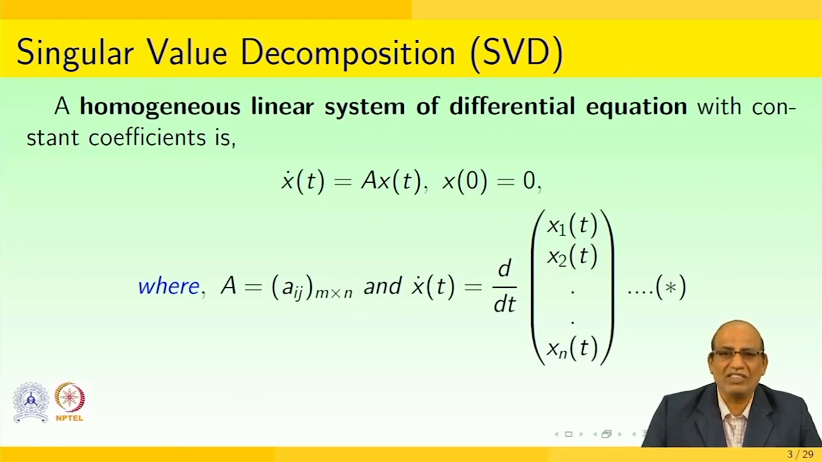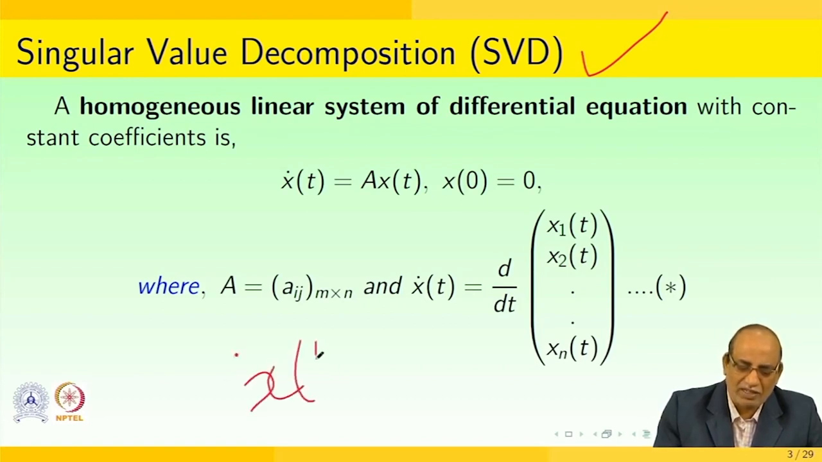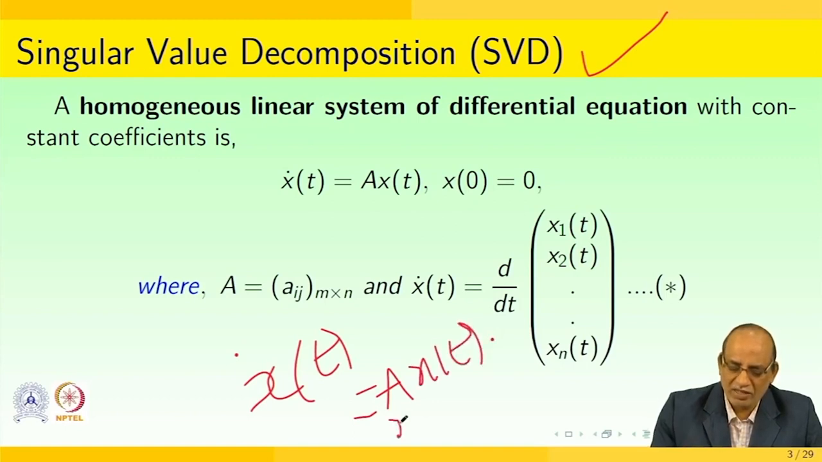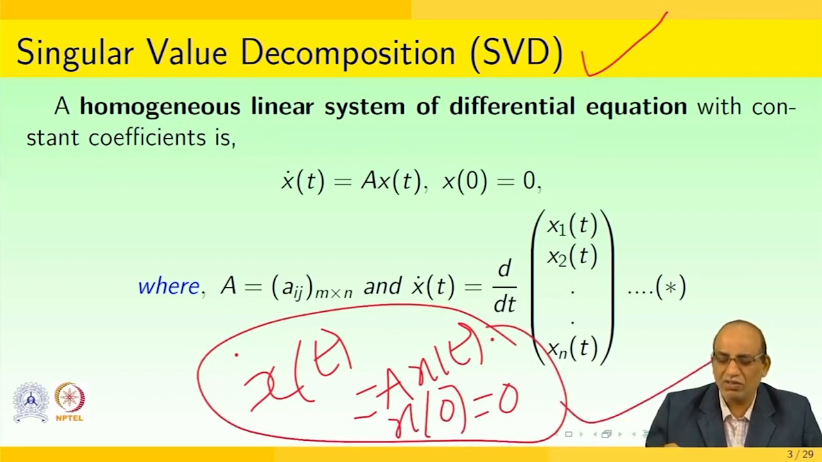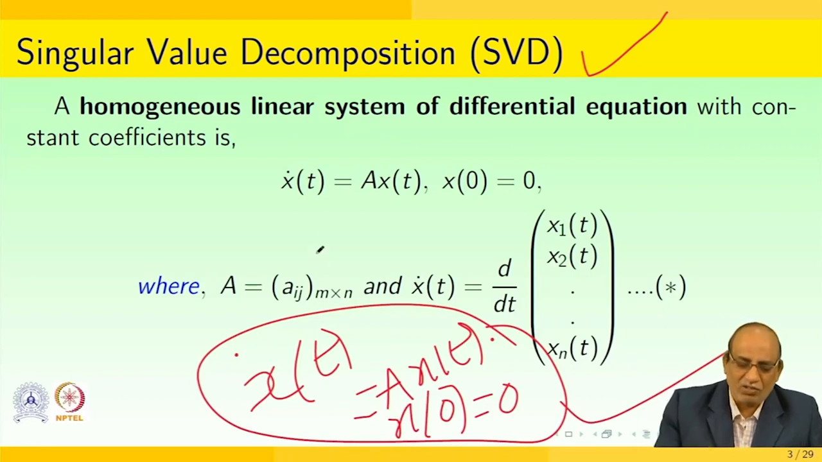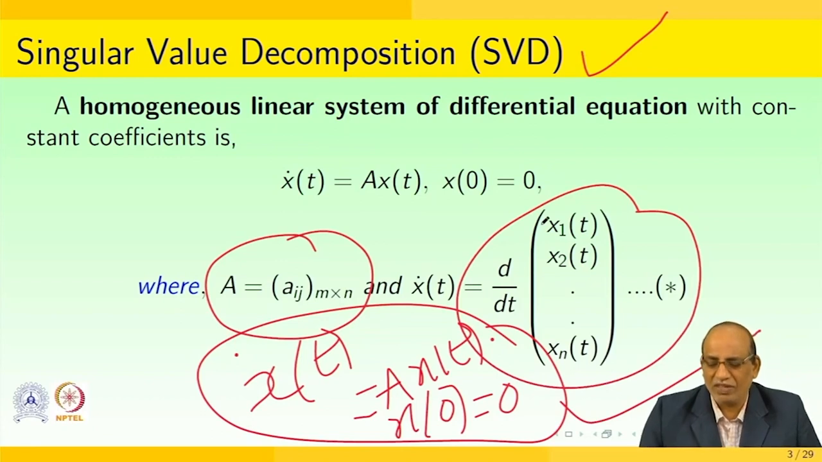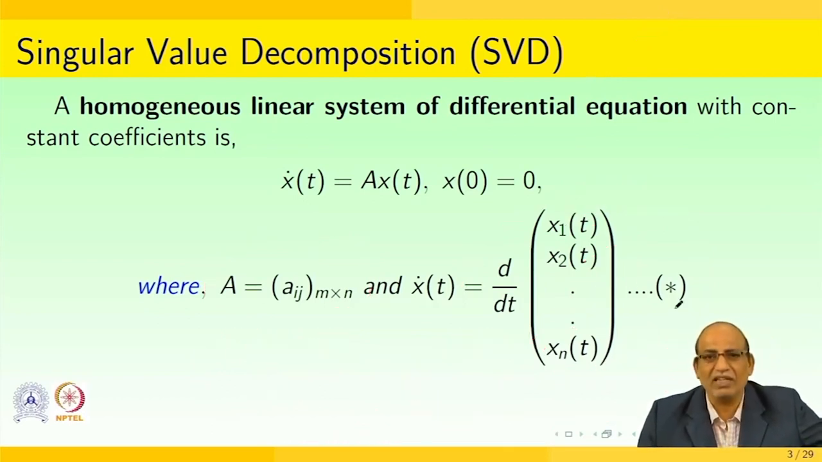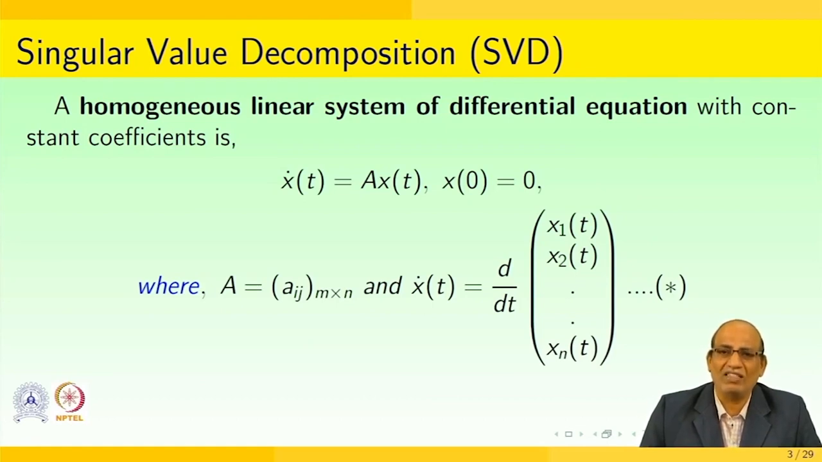Next, we see the singular value decomposition, SVD. As we already said, the system will have different kinds of solutions, and one of them is the singular value decomposition. Consider a homogeneous linear system of differential equations with constant coefficients: x prime of t is equal to A times x of t, with x of 0 equal to 0, where A is equal to a_ij, an m by n matrix, and x dot is nothing but the derivative of the vector, that is d by dt of x1, x2, x3, up to xn of t.